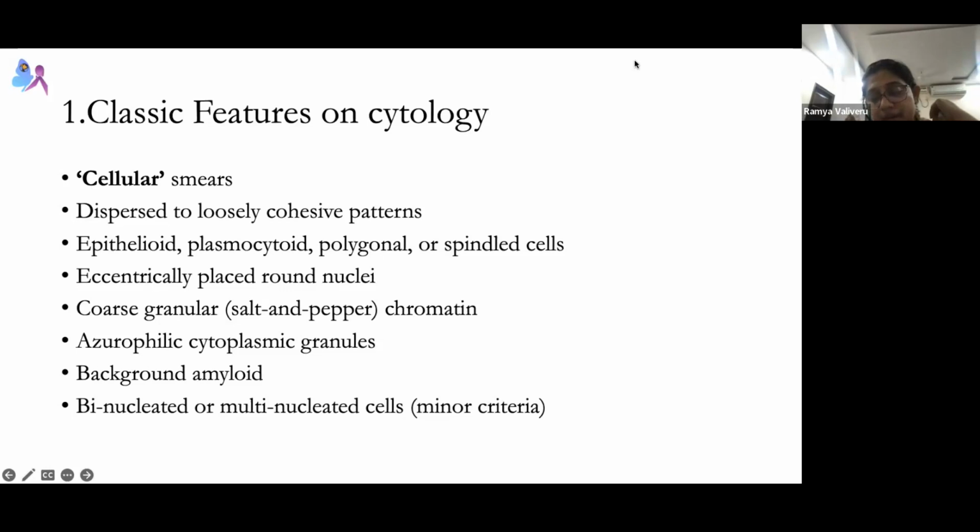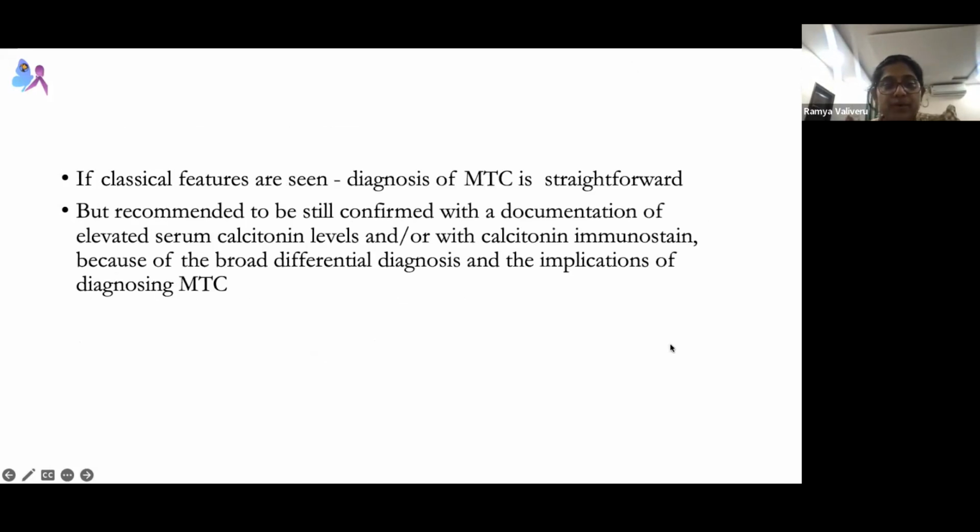So in my study, I used to read the pathology reports, and whatever is mentioned here, like the epithelial plasmacytoid cells, loosely cohesive patterns, coarse granular chromatin, azurophilic granules, and binucleated and multinucleated cells, these are very, very characteristic of many of the MTCs. It's very interesting. I think when you go back and read, you will probably appreciate it more.